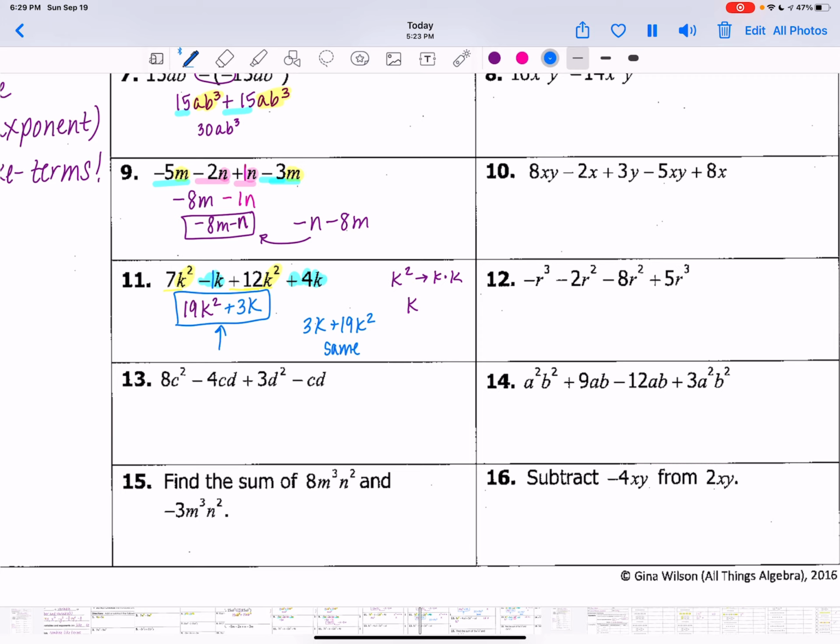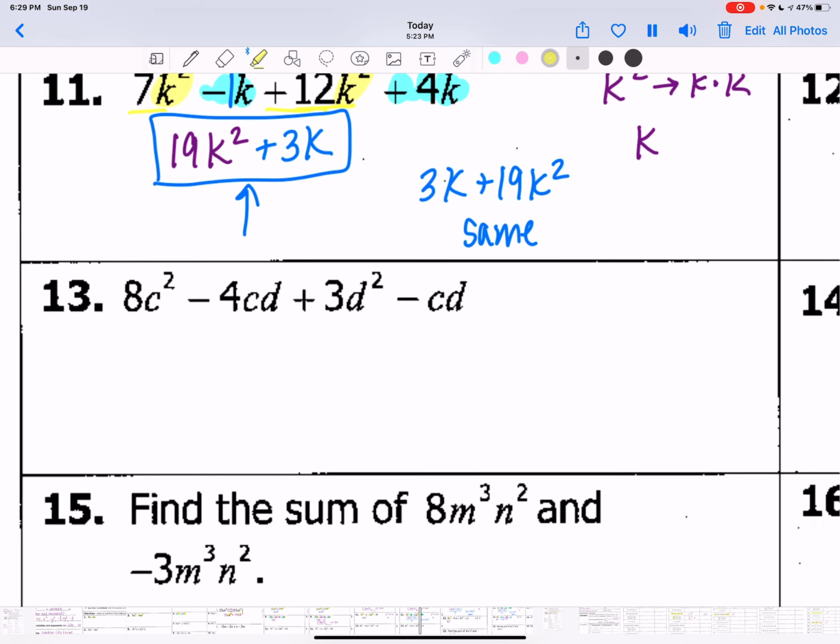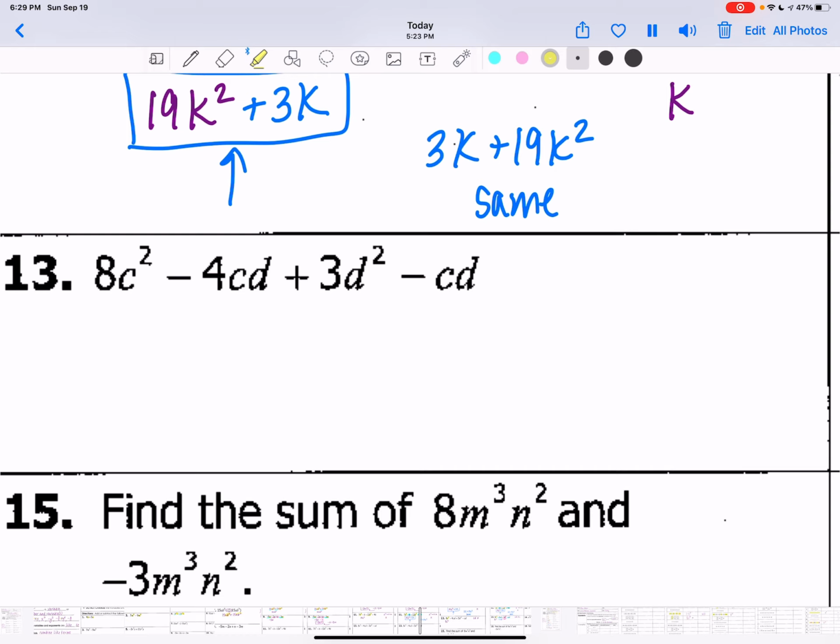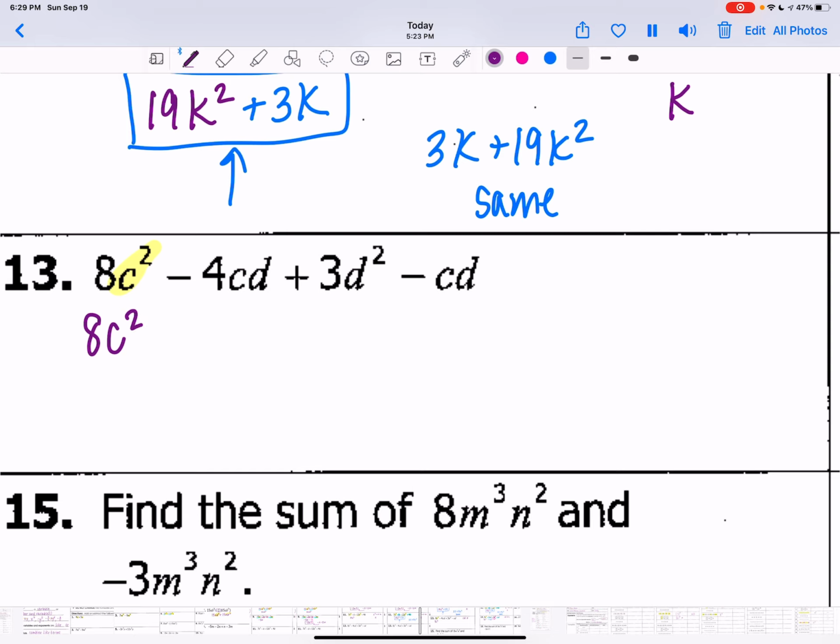All right, let's come in and let's go to 13. There we go. All right, so we have 8c squared minus 4cd plus 3d squared minus cd. So remember, it has to be exactly the same in order for them to be like terms. So I've got a c squared, but I don't have any other c squared. So that's it. That's as far as I can simplify that section. So now I need to go through and look for the next one.